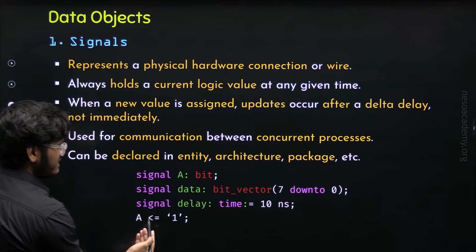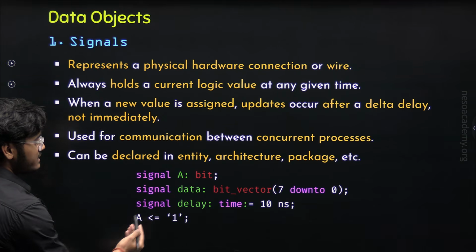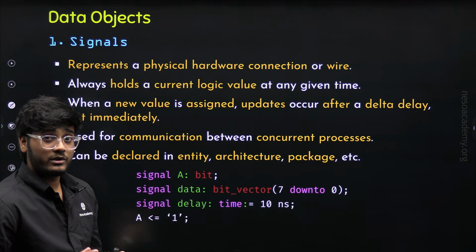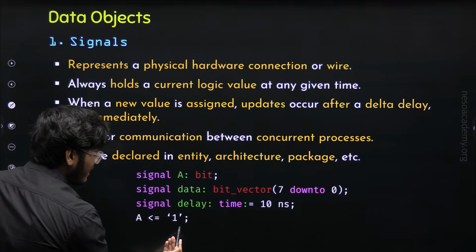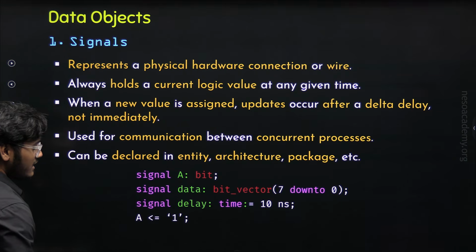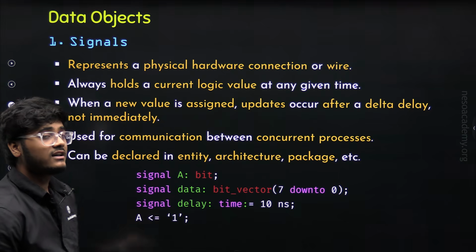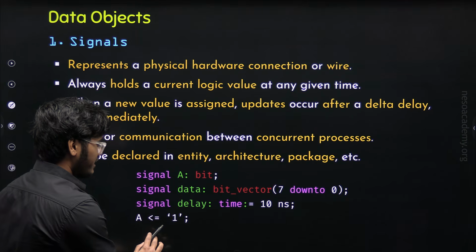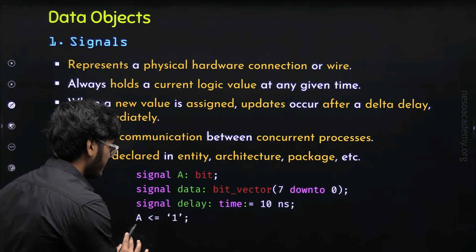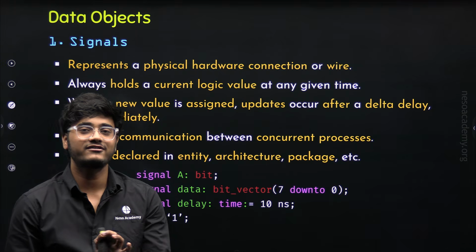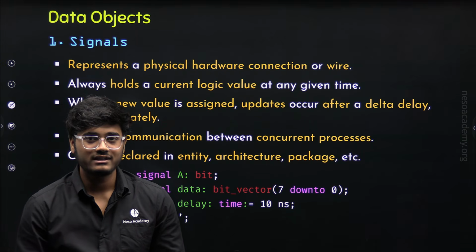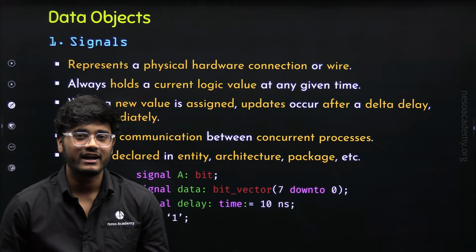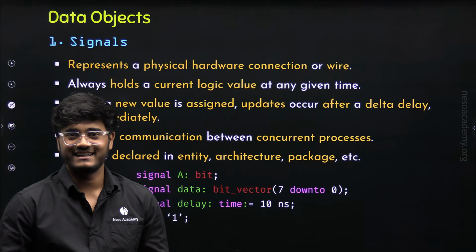Here we are using the signal assignment operator. This less than equals to is called the signal assignment operator, which is used to assign a fixed value to signal A. Now this value will update after a delta delay. So we can directly use a signal assignment operator to assign a value to signal A without using the keyword signal. So I hope you understand what signals are. Signals represent a physical wire which updates after a delta delay.